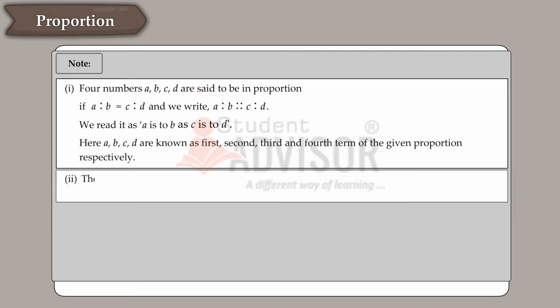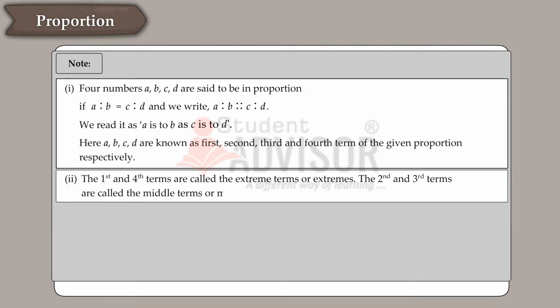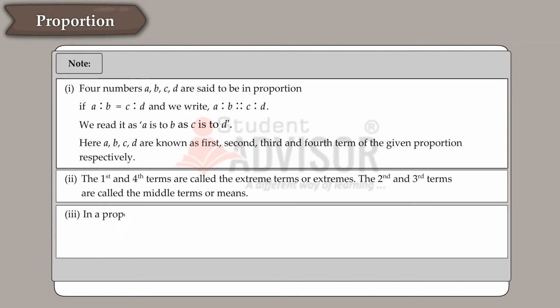The first and fourth terms are called the extreme terms or extremes. The second and third terms are called the middle terms or means. In proportion, A is to B is equal to C is to D, we always have A multiplied by D is equal to B multiplied by C. That is, product of extremes is equal to product of means.